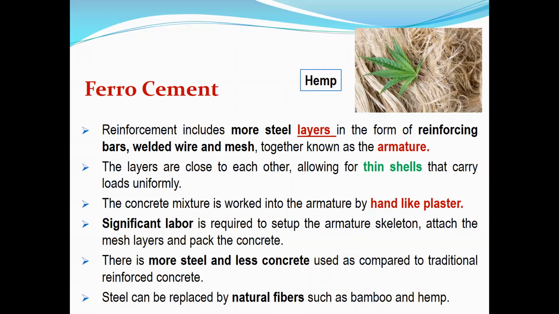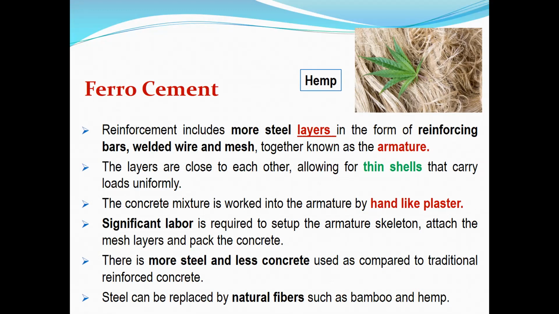And it requires significant labor because you have to prepare the armature skeleton, then attach the mesh layers to the skeleton, and then place the concrete. So you need a lot of labor. And there is more steel and less concrete if you compare it with traditional reinforced concrete. In traditional reinforced concrete, the amount of concrete is more and the steel is less, but here the steel is more and the concrete is less.